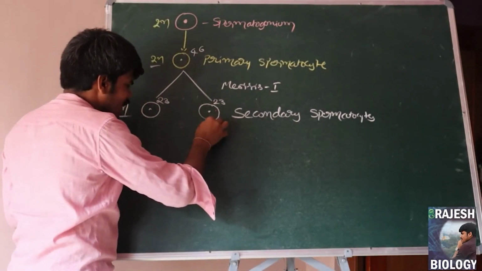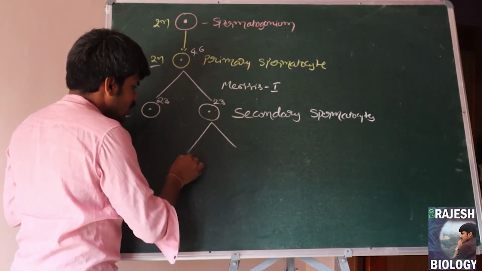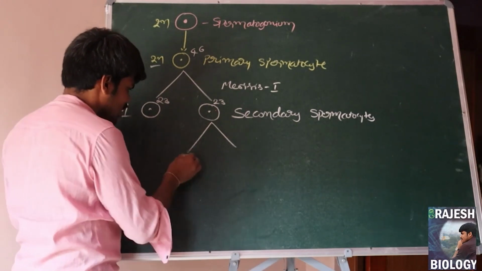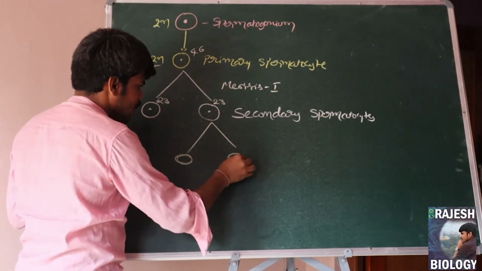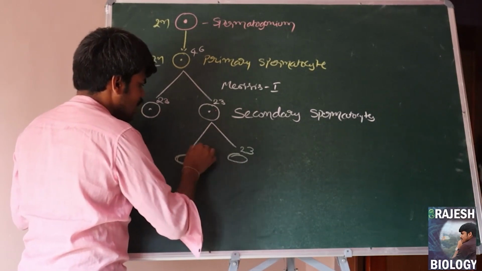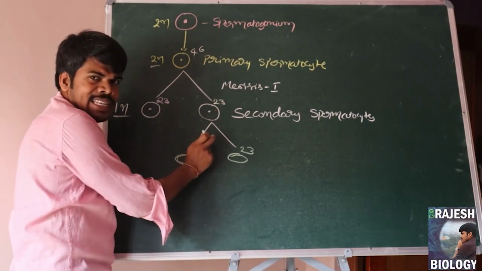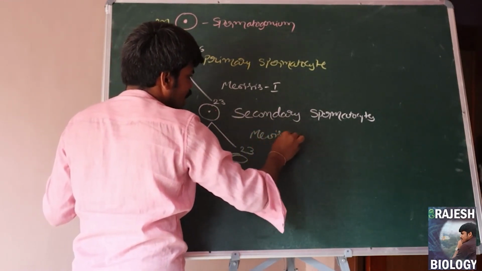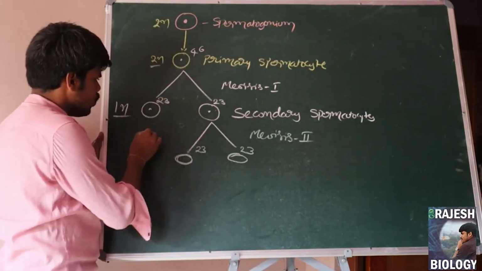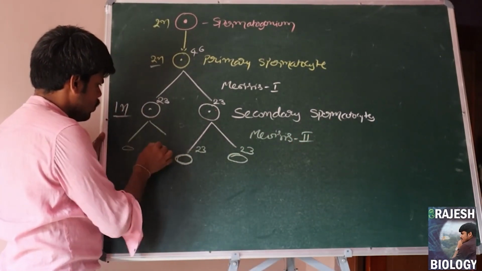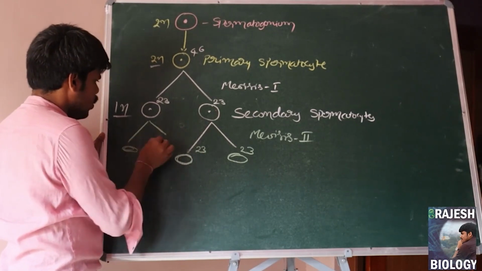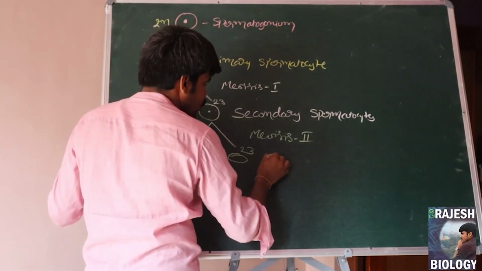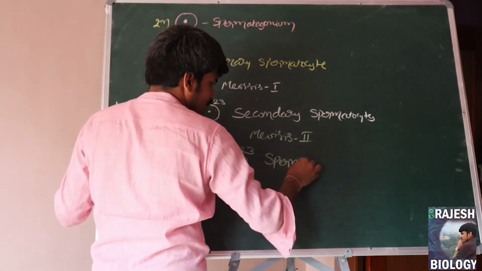So the 23 is formed into what? They are called spermatids. I'll give another color for the spermatid. Spermatid, 23. Don't think it is mitosis. It is meiosis 2, which looks like mitosis. So here also, 23, haploid. They are called spermatids.